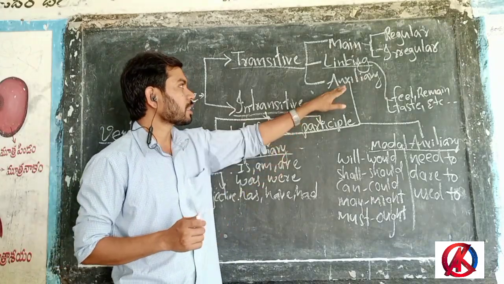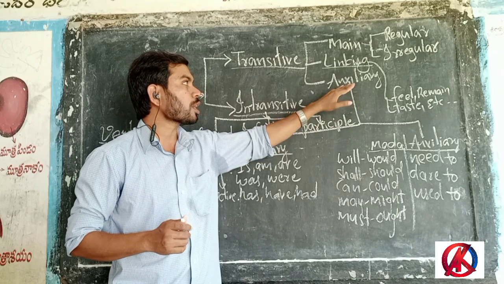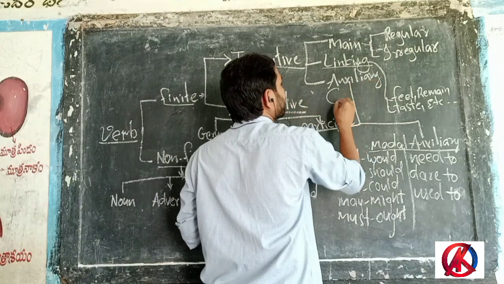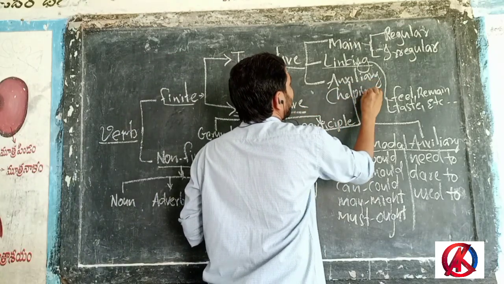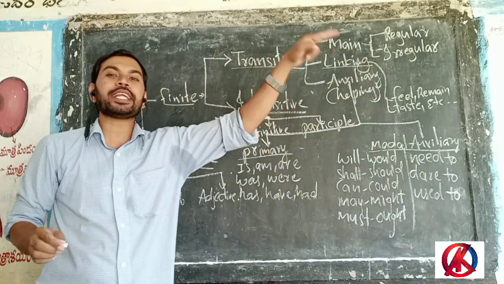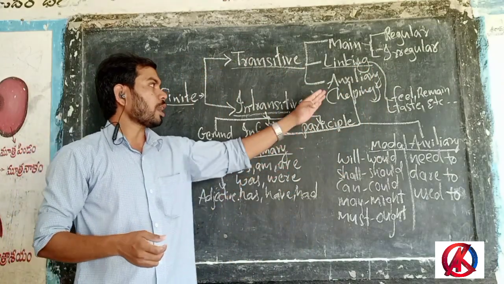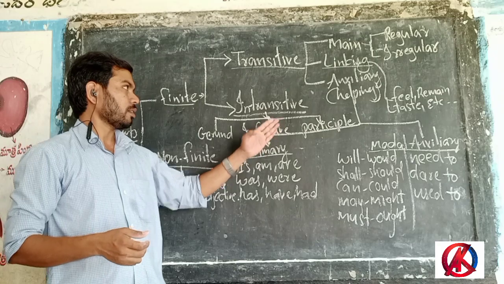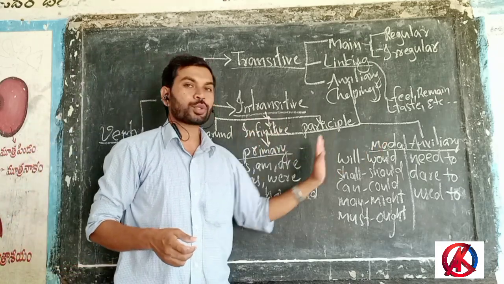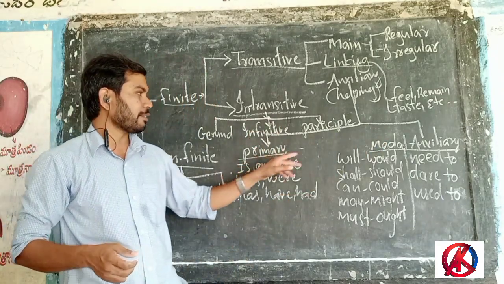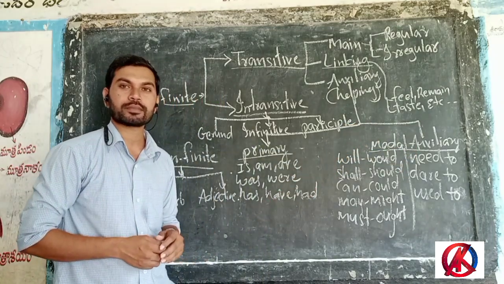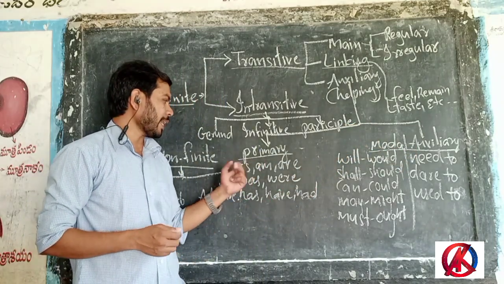Now let us take the third one, auxiliary verbs. Auxiliary means what? Helping. A helping verb, which helps the main verb. Now, auxiliary verbs have been divided into two types. One is primary auxiliary verbs and the other is modal auxiliary verbs. Now, what are the primary auxiliary verbs?